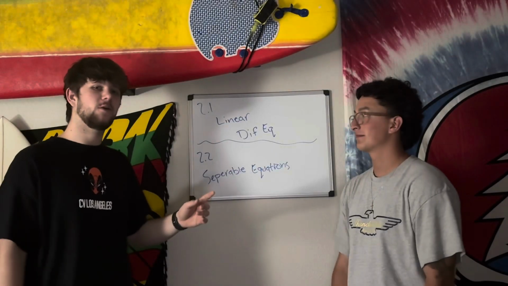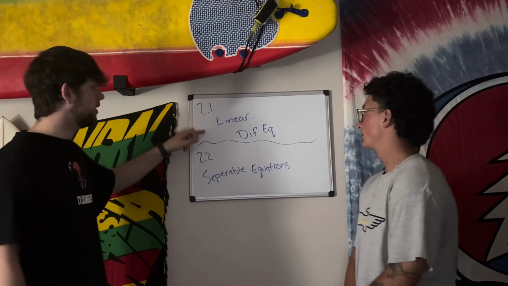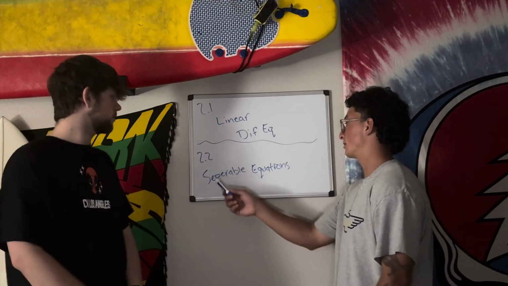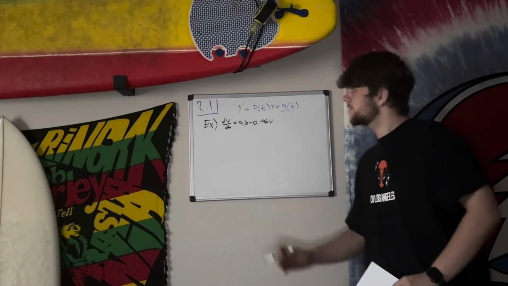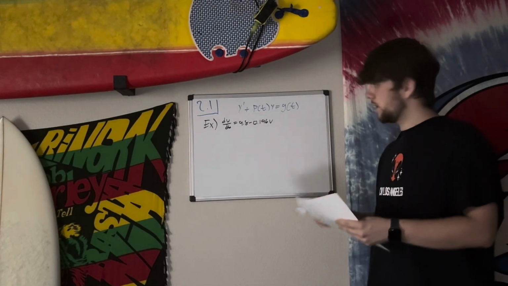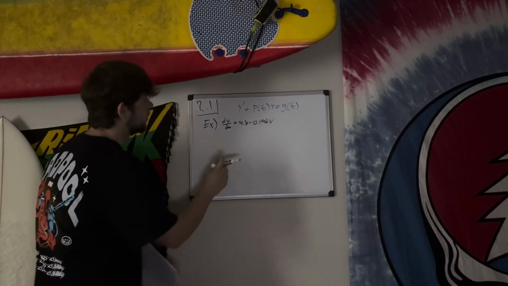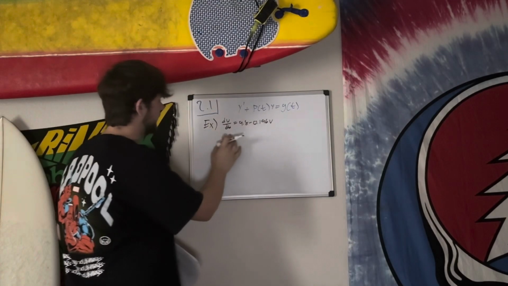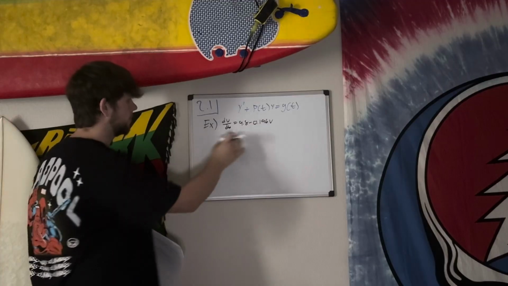For the differential equations portion of this project, we're going to be solving 2.1 linear differential equations. And then we'll move on to 2.2, which is separable equations. Alright, to start off 2.1, we're going to look at this problem right here. So this is a problem that we would get in differential equations. And the first step, there's 5 main steps in this portion of the chapter.